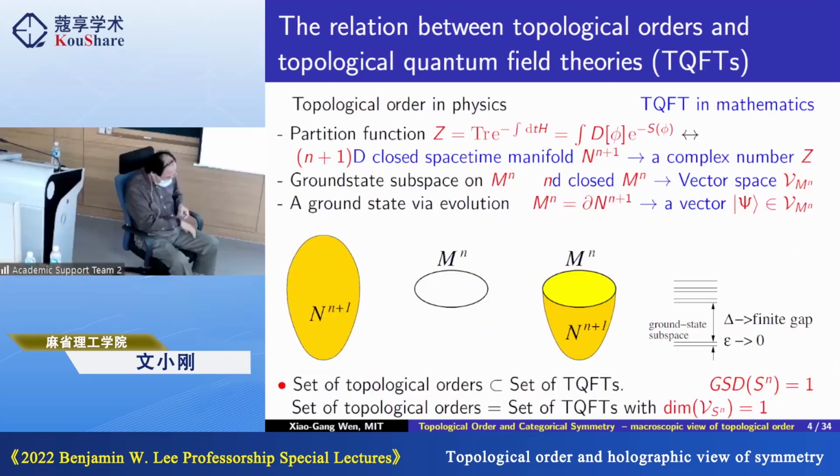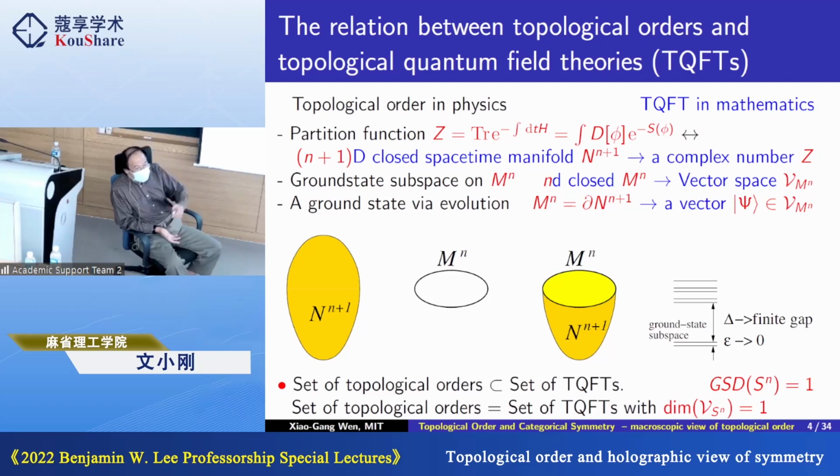Here I just want to say that there's a relation between topological order and topological quantum field theory. What is a topological quantum field theory? In a closed space-time, you get a number, the partition function. On an m-dimensional space, you get a vector space. If the m-dimensional space is the boundary of a space-time, you get a particular vector in this vector space.